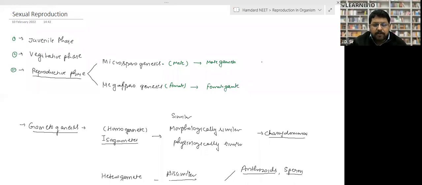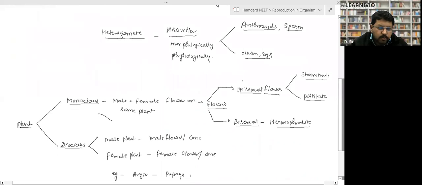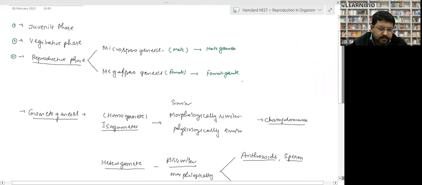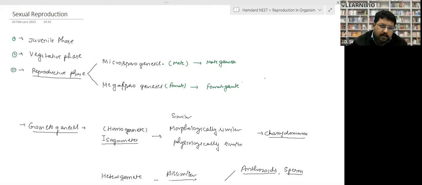Both male and female gametes fuse, right? When both gametes fuse, they form the zygote. Formation of the zygote takes place. Then the zygote forms a new plant, right? That's how sexual reproduction takes place. You can write it down. Start writing sexual reproduction.